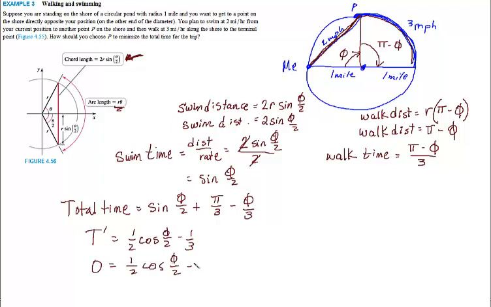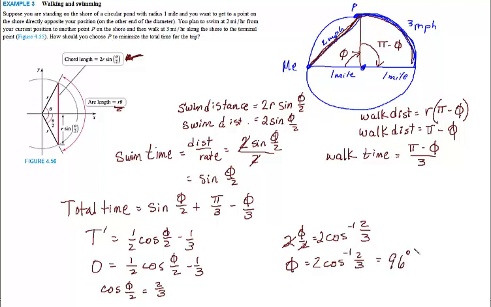So 1/2 cosine phi over 2 minus 1/3 equals 0, and I will end up with cosine phi over 2 equals, move that over, 2/3. I'll take the inverse cosine of both sides, and I would get phi over 2 equals inverse cosine 2 over 3. Multiply both sides by 2 to get rid of this guy. Phi then equals 2 inverse cosine 2/3, which equals about 96 degrees. So it looks like I should have made my little dot over here a little bit more to make it a little more authentic. How would I choose P?